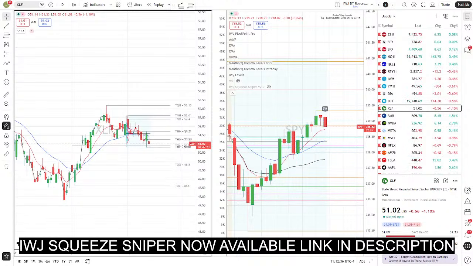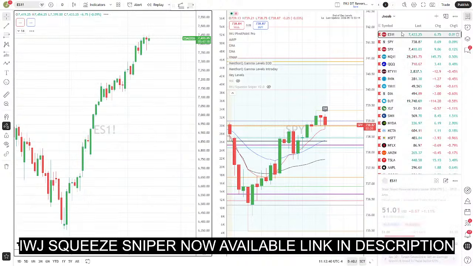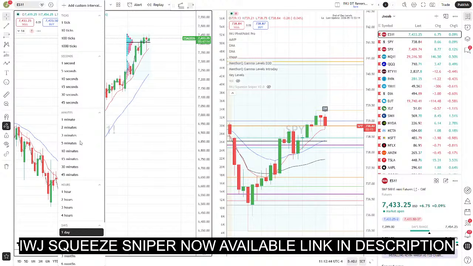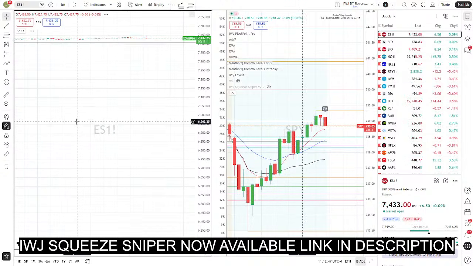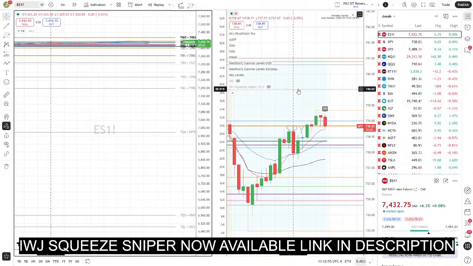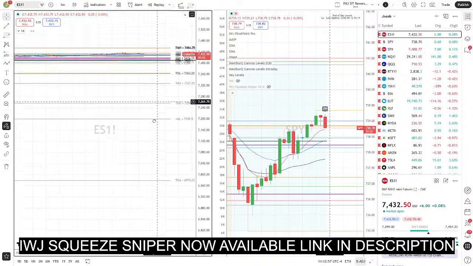Are you taking this short setup on the ES? If you mean, we need to go over there and get back on our chart. If you mean Pivot Point Pro, if it gives us one, yes. I assume that's what you're talking about. Why would you do that, chart? That's annoying.